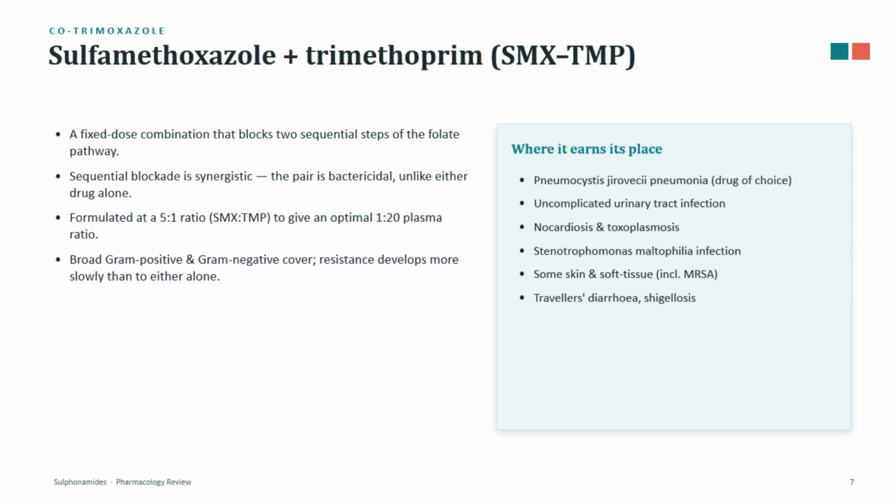It has broad gram-positive and gram-negative cover, and resistance develops more slowly than to either drug alone. So where does it shine? It's the drug of choice for Pneumocystis jirovecii pneumonia, and it's used in uncomplicated otitis, nocardiosis, toxoplasmosis, Stenotrophomonas infections, some MRSA skin infections, and traveler's diarrhea. If you remember only one sulfonamide from this lecture, make it this one.